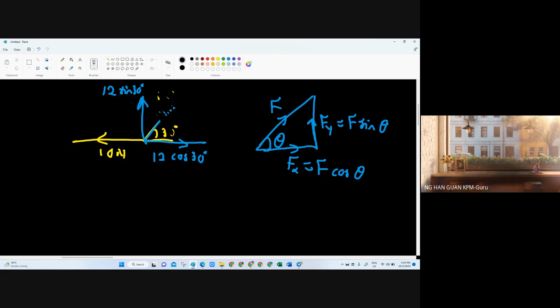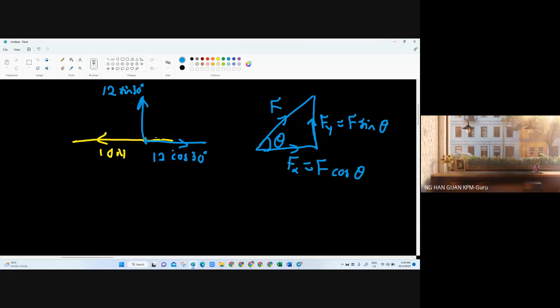We don't need to care about this anymore because it's already dissolved into the two components. So now these two represent our 12 Newton. Now you see we have the parallel force. Our parallel force is what? We have the parallel in horizontal: 12 cos 30 to the right, 10 Newton to the left.